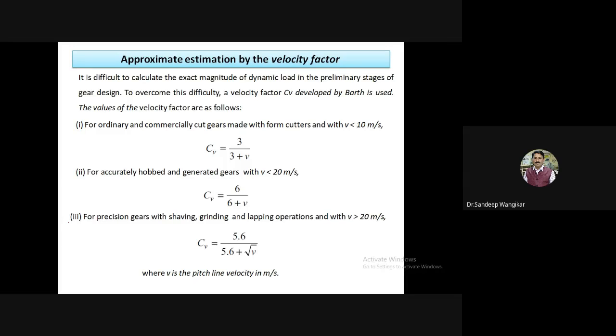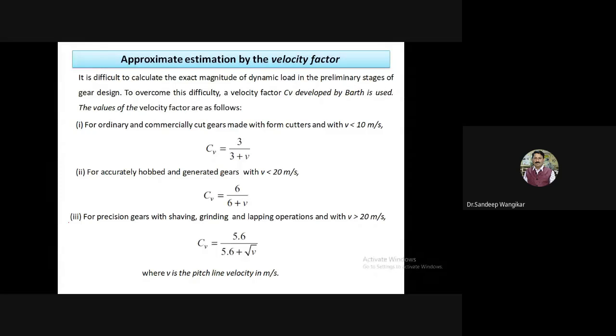First, for ordinary and commercially cut gears made from cutters, with pitch line velocity V less than 10 meters per second, the approximation is CV equal to 3 divided by 3 plus V. This is the formula, where CV is the velocity factor and V is the pitch line velocity. These are general purpose gears, not much accuracy, operated for V less than 10.